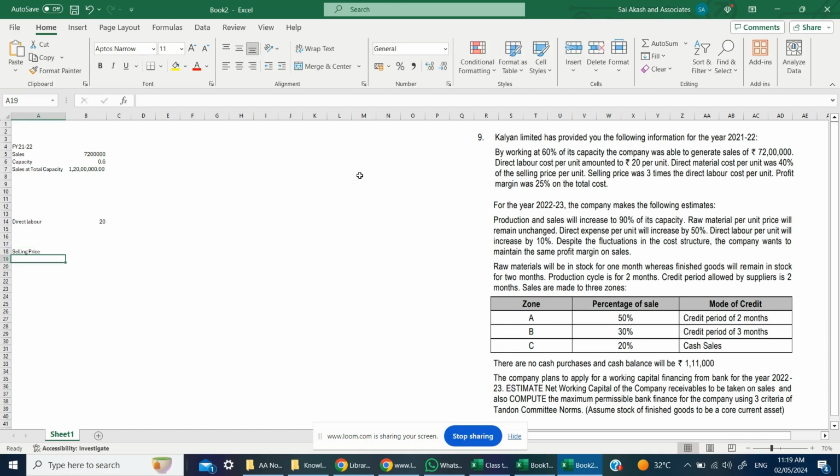Selling price is how much? It is 3 times direct labor. So direct labor into 3, correct? And your direct material cost was how much? 40% of the selling price. So your selling price into 40%. If I take it as this into 40%, correct? 0.4.